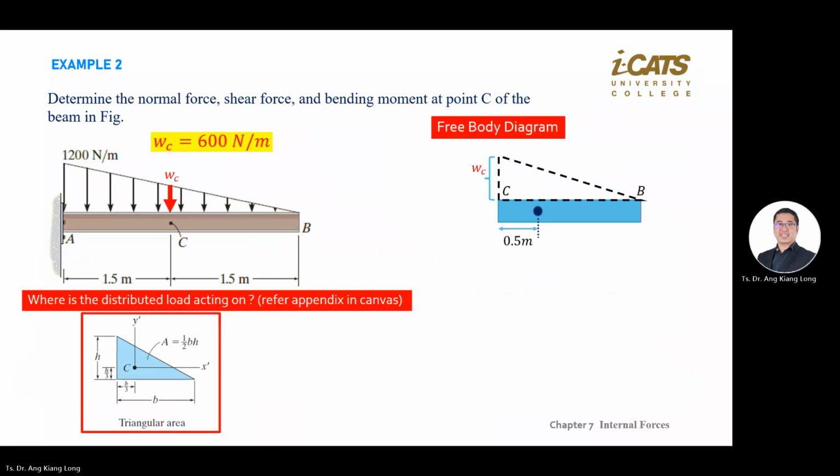Here, why I put 0.5 based on the appendix: the focus point is always one third from the base. The length of BC is 1.5. 1.5 divided by 3, you get 0.5. So this point is from this appendix.